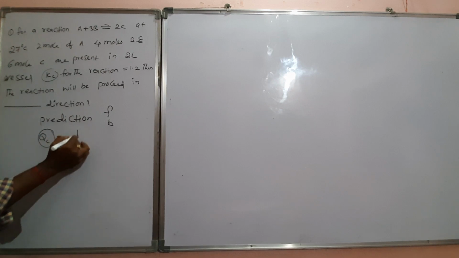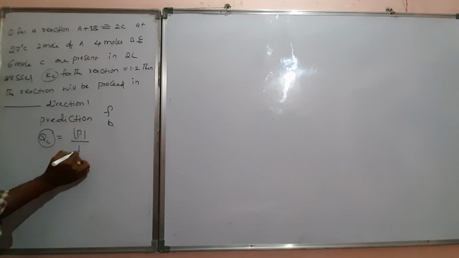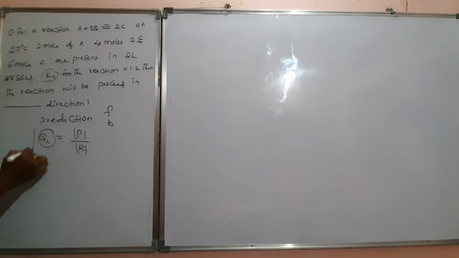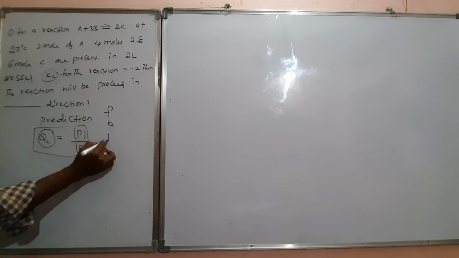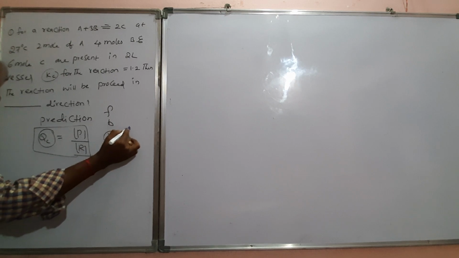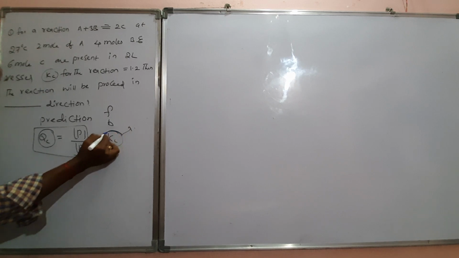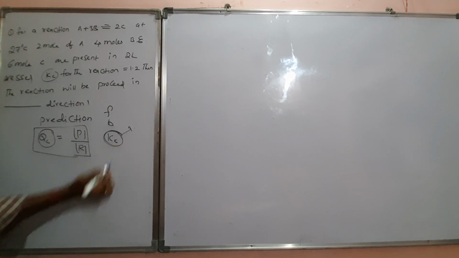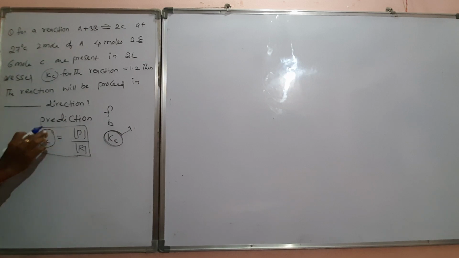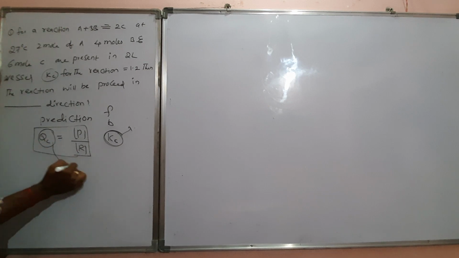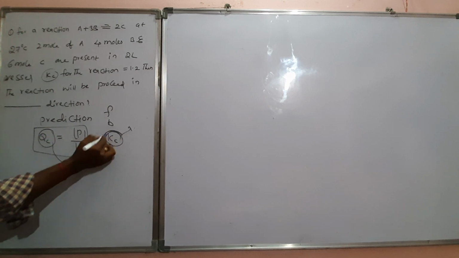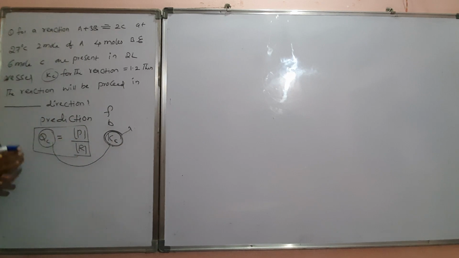Reaction quotient is nothing but concentration of product upon concentration of reactant. So this Qc and Kc are different. Kc we call the equilibrium constant; only at equilibrium can we calculate the equilibrium constant. But Qc we can calculate at any instant, at any time. After some time, Qc will be equal to Kc. So by using this we can calculate.